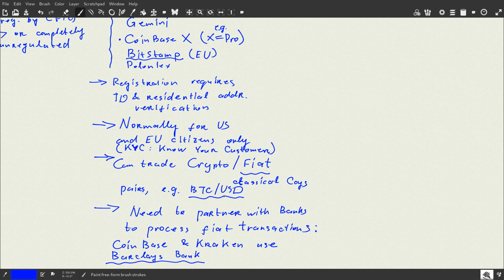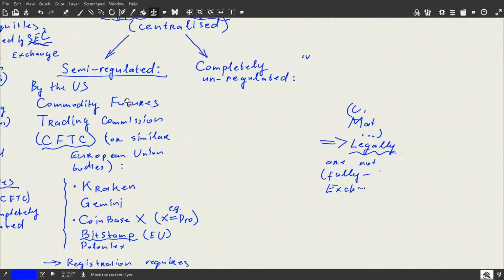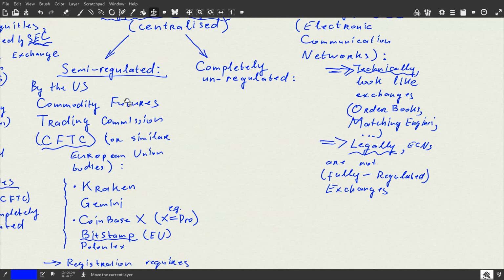That is for regulated exchanges, because LaToken was entirely unregulated. For regulated exchanges, it is somehow possible. So, for example, Coinbase and Kraken partnered with Barclays Bank, and using Barclays Bank facilities, they could settle both USD and Euro transactions. Now we are in column number 2, which is unregulated exchanges. Most important unregulated exchanges are the following.